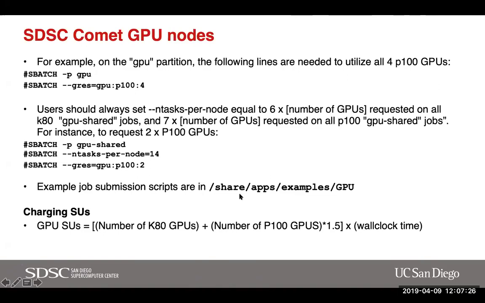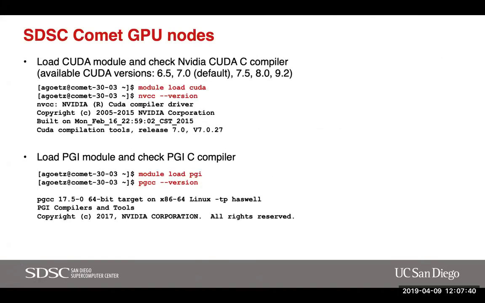There are also example job submission scripts in the shared apps examples GPU directory, and the charging is basically 1 SU for each K80 GPU hour and 1.5 SUs for each P100 GPU hour.